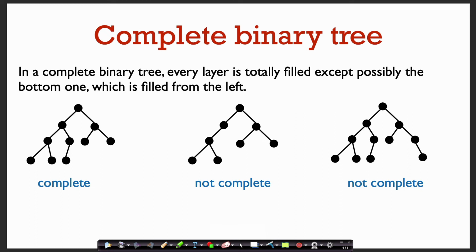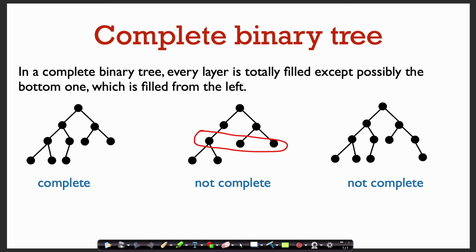Let's also look at some non-examples. Okay, so this is not a complete binary tree because if we look at this layer here, it's not totally filled in, right? So this layer should have 4 nodes, but it only has 3 nodes. Okay, so basically this vertex here is missing its child. So this is not a complete binary tree.